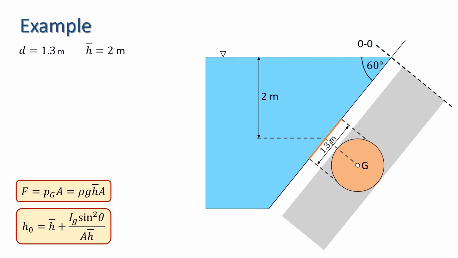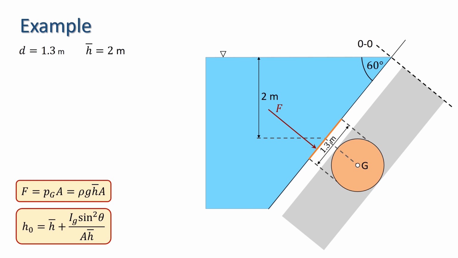Let's look at an example. Suppose we have a reservoir of water with a circular gate lying on a plane at an angle 60 degrees to the horizontal. The circle has diameter 1.3 metres and its centre of gravity is 2 metres below the surface of the water. We want to determine the hydraulic thrust on the gate.